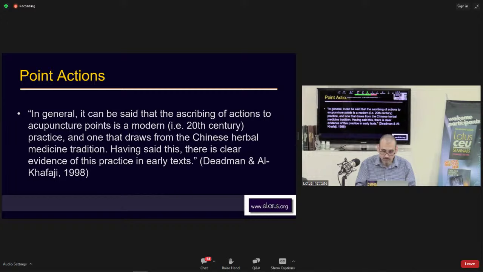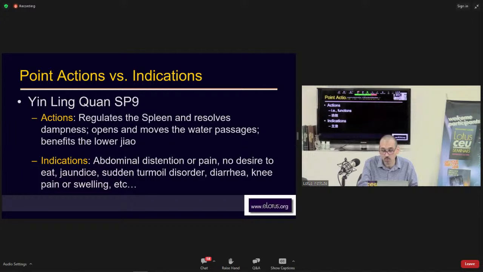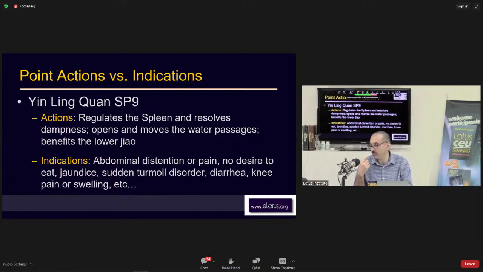So what I'm saying is that the functions or the actions are not necessarily a bad thing, because I do think in education, they help summarize what a point can do in a very useful way. The problem becomes if all we learn is the action, and then the only thing we remember is the main action, drains damp, then we forget about all the other things that a point can potentially do. And we don't understand why points can have multiple indications. So we stop doing critical analysis. And the critical analysis will bring us from beginning level to hopefully a better mastery of the material. Does everyone understand that basic concept?